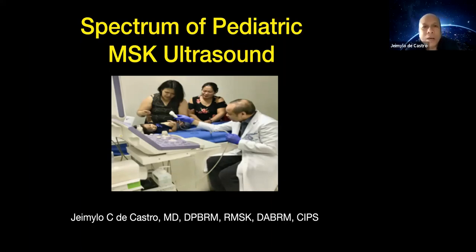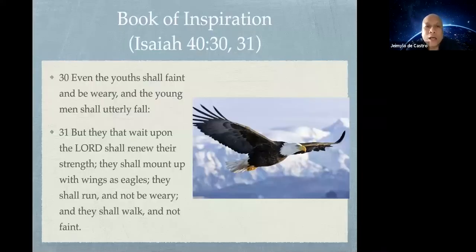And let me begin by reading a Bible verse found in Isaiah 40:30-31. It says, "Even the youth shall faint and be weary, and the young shall utterly fall. But they that wait upon the Lord shall renew their strength. They shall mount up with wings as eagles. They shall run and not be weary, and they shall walk and not faint." This is a very inspiring message that all of us need, especially in these challenging times.